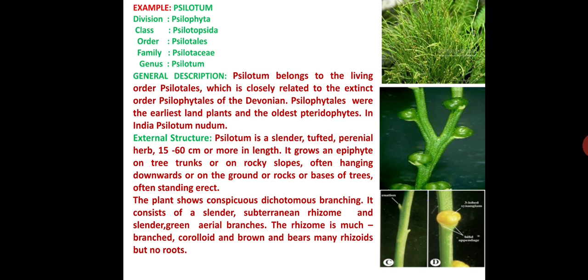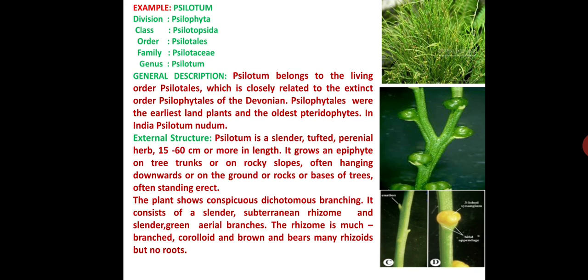Then we discuss the external characters of Psilotum. Psilotum is a slender, tufted perennial herb 15 to 60 centimeters or more in length. It grows as an epiphyte on tree trunks or on rock slopes, often hanging downwards, or on the ground or rocks or bases of trees, often standing erect.